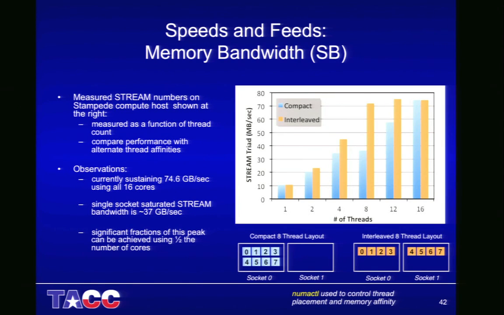This is memory bandwidth. I mentioned we were averaging about 75 gigabytes per second. This shows how much memory bandwidth you can sustain with a varying number of cores, looking at 2 different modes. On the left-hand side, in blue, is the compact layout, where we put all the threads on 1 socket. On the right-hand side is an interleave layout, where we interleave threads on the 2 sockets. The thing to point out is that we can saturate the memory bandwidth with fewer than the total number of cores, which is pretty standard for commodity processors these days. With 8 cores, we can get over 70 gigabytes per second, and as we continue to add more cores, we're basically saturated at that point.